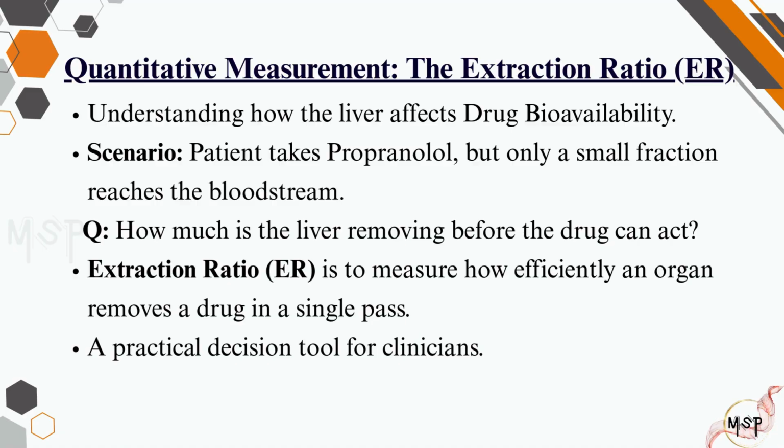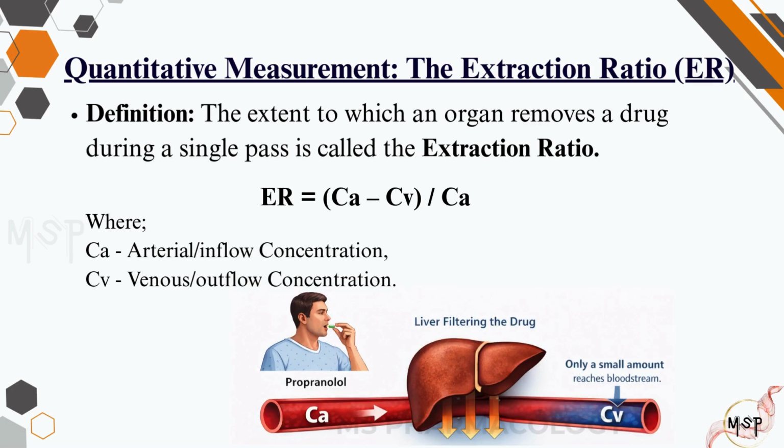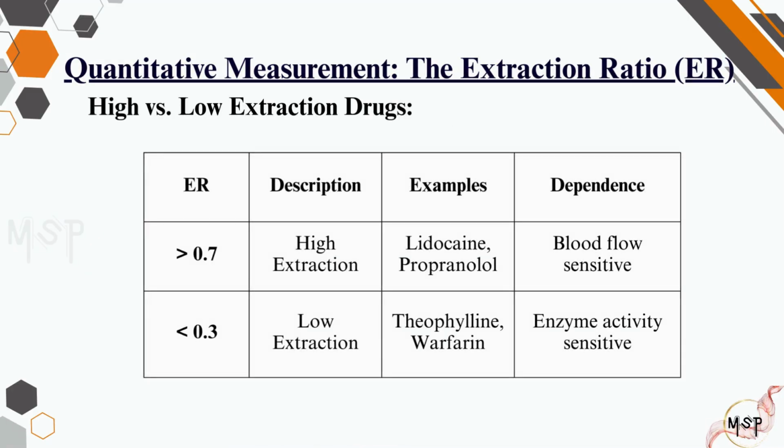Clinicians answer this question with the extraction ratio, a practical way to measure how efficiently an organ removes a drug during a single pass through its circulation. This sets the stage for the following formula. The extent to which an organ removes a drug during a single pass is called the extraction ratio. It is calculated as extraction ratio equals the arterial concentration, Ca, minus the venous concentration, Cv, divided by the arterial concentration. If the ER is greater than 0.7, these drugs are cleared as fast as the liver receives them.